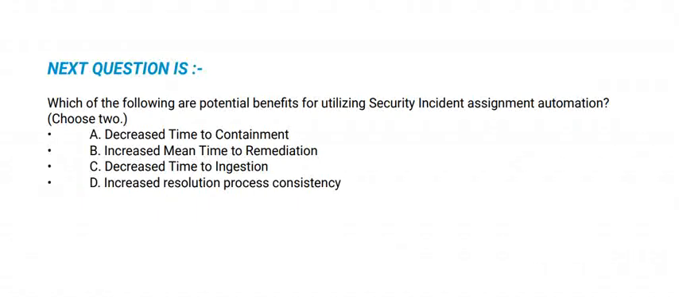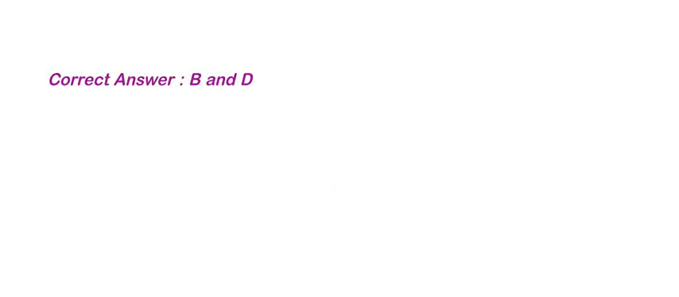Next question is, which of the following are potential benefits for utilizing security incident assignments automation? Choose two options. And the options are option A, decreased time to containment. Option B, increased mean time to remediation. Option C, decreased time to ingestion. And option D, increased resolution process consistency. The correct option is option B and D.